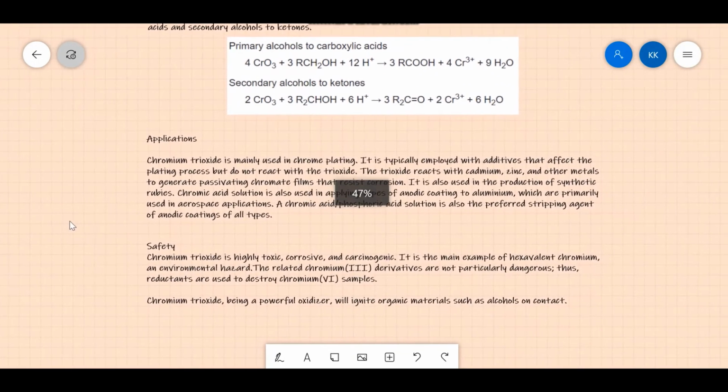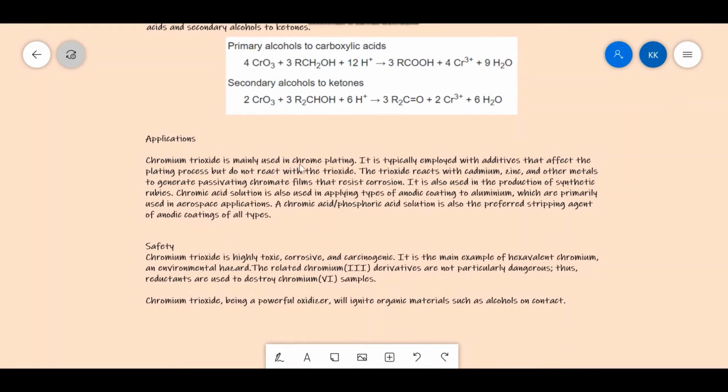Now let's look at a few applications. Chromium trioxide is mainly used in chrome plating, electroplating. It is typically employed with additives that affect the plating process but do not react with the trioxide. Of course, if it would have reacted with the trioxide, our yield would have been very low and the process wouldn't be economical anymore. The trioxide reacts with cadmium, zinc and other metals to generate passivating chromate films that resist corrosion. So you can now understand why it is used in the plating industry.